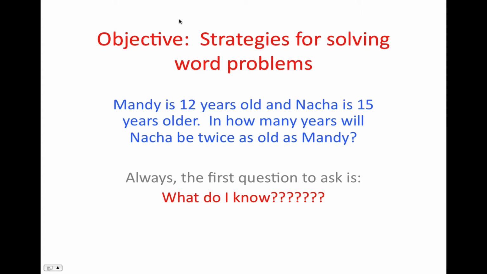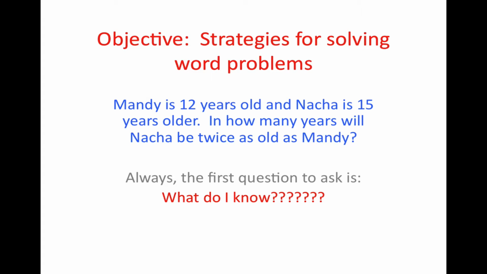Today, the objective of this lesson is to find another strategy for solving word problems. You remember the other day we talked about using a bar model. Today, we're going to use a graph to solve a word problem. Here's the problem. Mandy is 12 years old and Natcha is 15 years older. In how many years will Natcha be twice as old as Mandy?